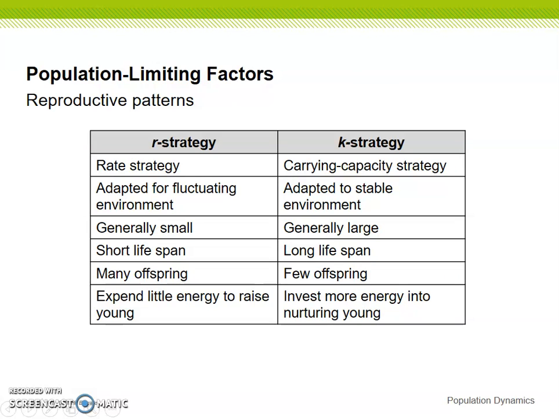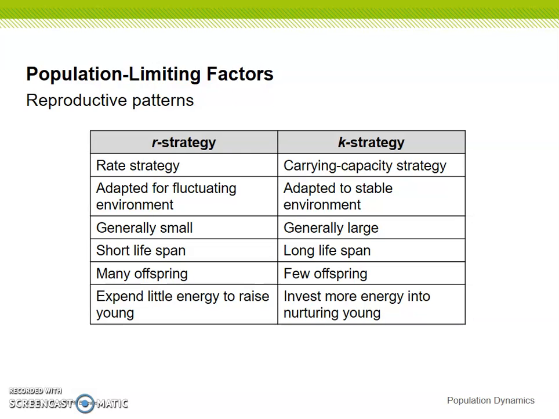Here is a chart. There are two different strategies, the R strategy and the K strategy. The R strategy, rate strategy, is adapted for fluctuating environments. They are generally very small organisms with a very short lifespan that reproduce very quickly with a lot of offspring per pregnancy. And they expend very little energy to raise their young. So basically, they're born and the parent just says, all right, go have fun, go figure this out.